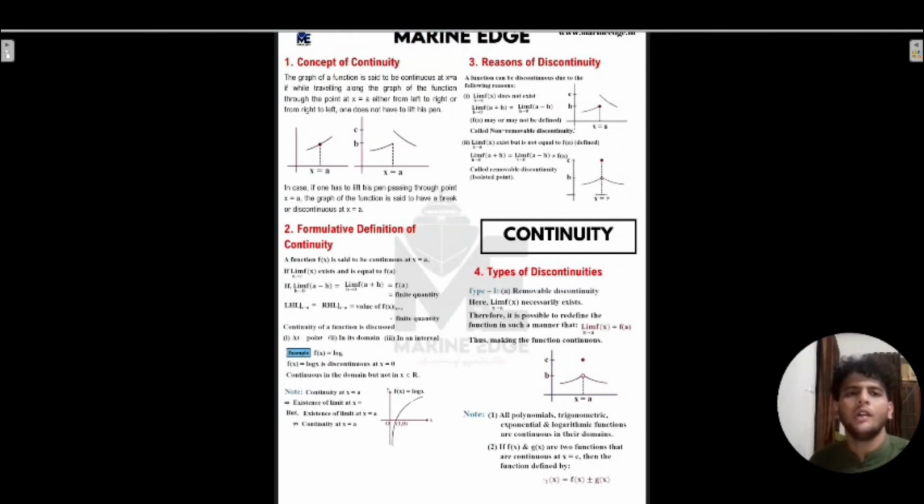Now we are studying continuity. Continuity of a function can be defined as how easily you can draw it with a single stroke of a pen, that is, without lifting it. If you can draw a function this way, then you can say that the given function is a continuous function.